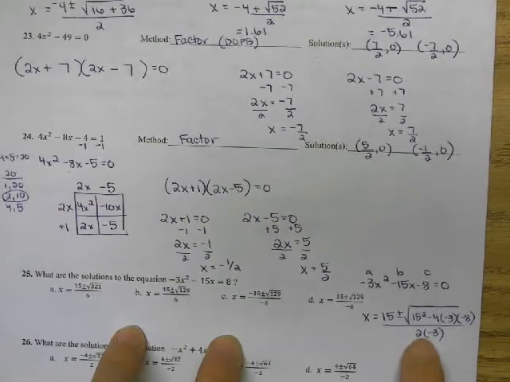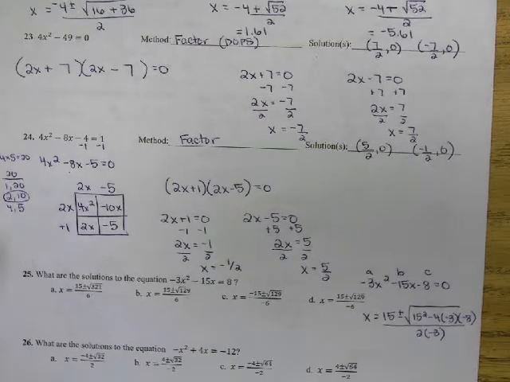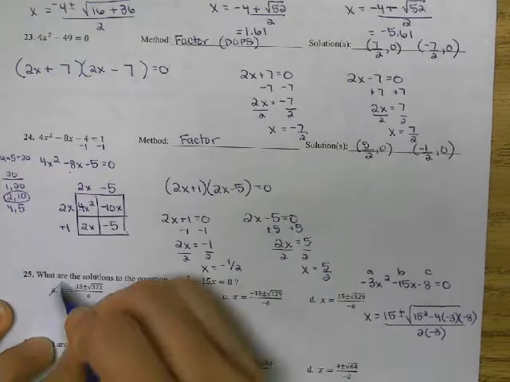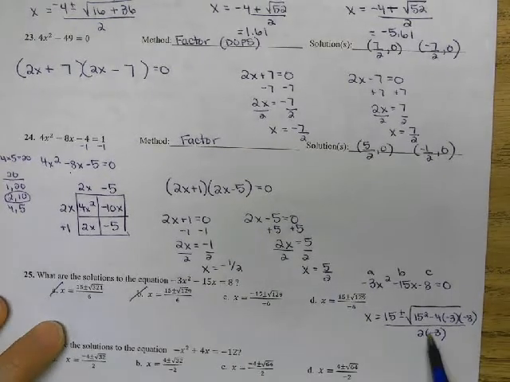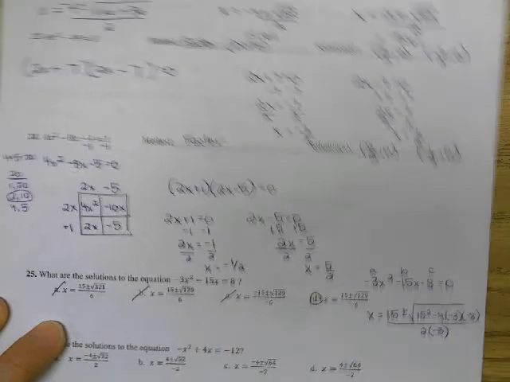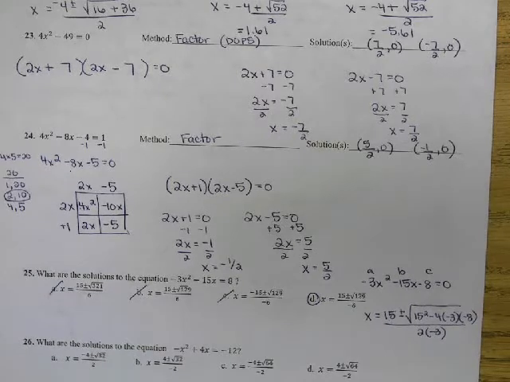Well, right away I can look on the bottom, and 2 times a negative 3 is going to give me a negative 6, which means my denominator should be a negative 6. So right away I can go ahead and get rid of A and B. If I look right here, this is a positive. So I can eliminate C, and I know that my answer is D. Okay.